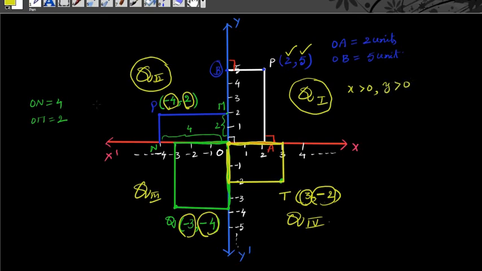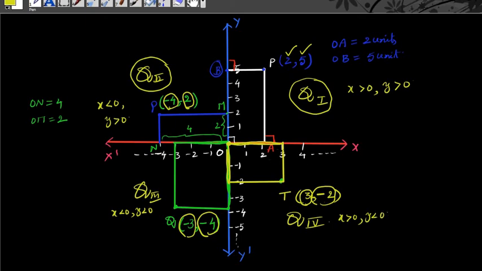In the second quadrant, x is negative, meaning less than 0, and y is positive. That is the process. In the third quadrant, x is negative and y is also negative. In the fourth quadrant, x is positive and y is negative.